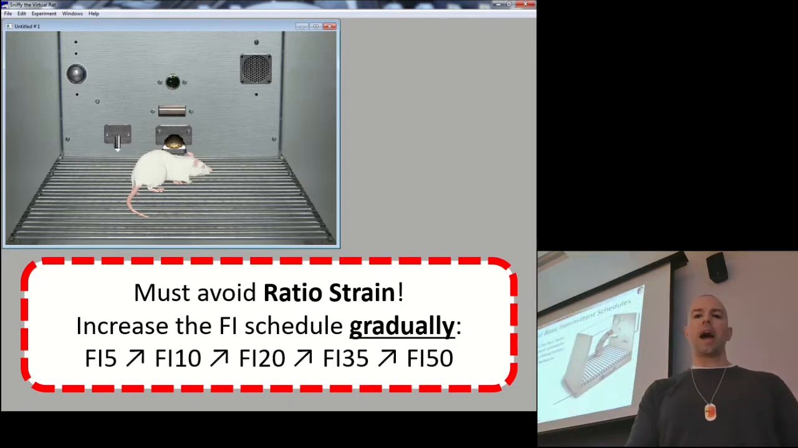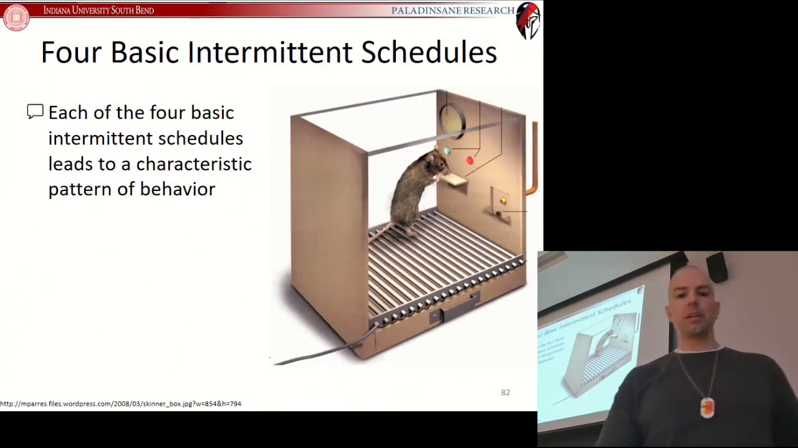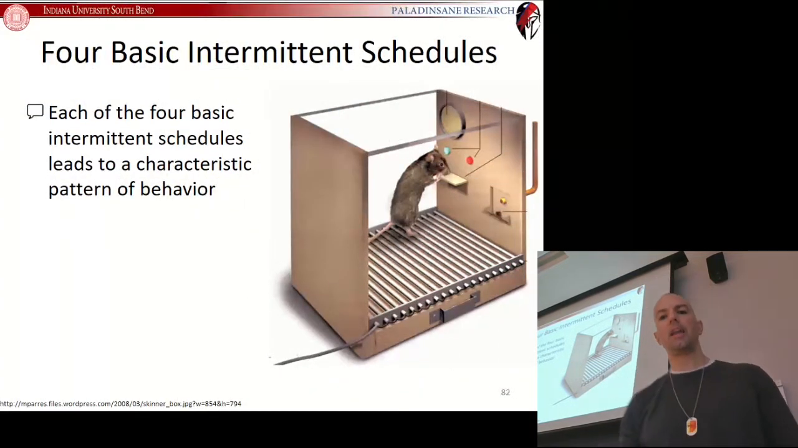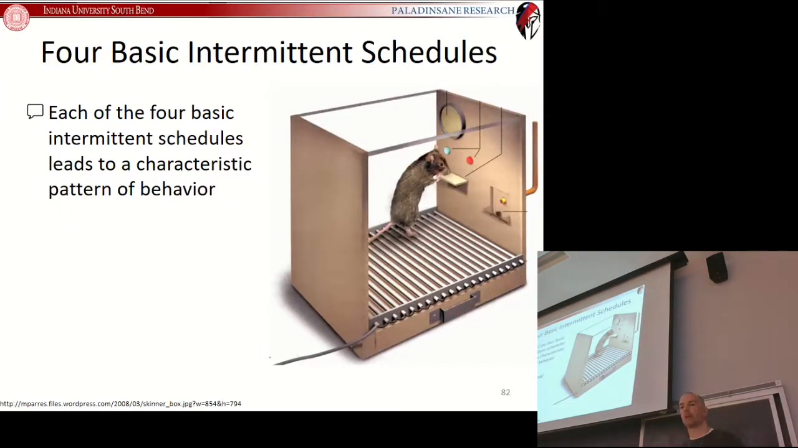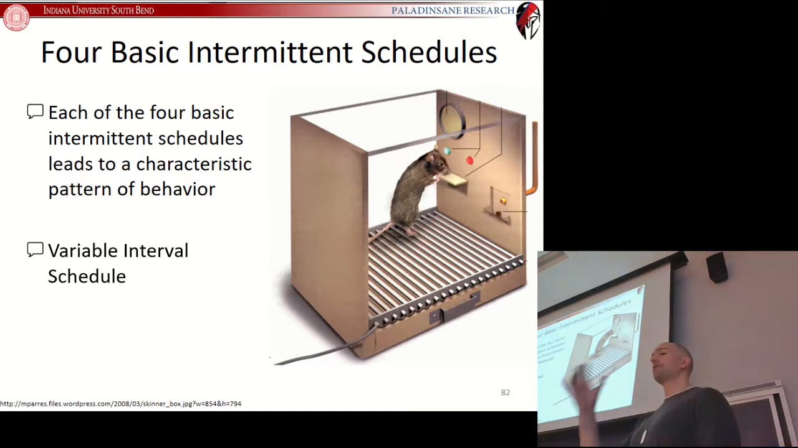We've got one last intermittent schedule pattern to look at, and that is the variable interval schedule. The variable interval schedule is another interval schedule. So again, it's the first response after a period of time has elapsed that is going to be reinforced. During that period of time, nothing is being reinforced. The organism can do whatever they want.